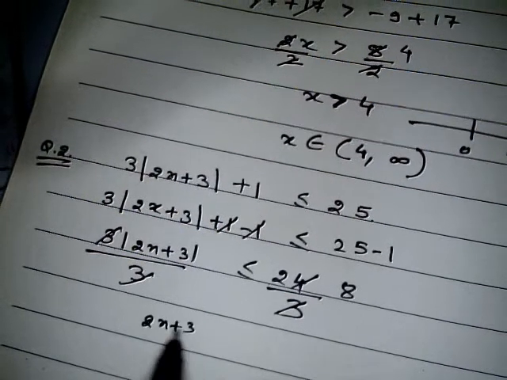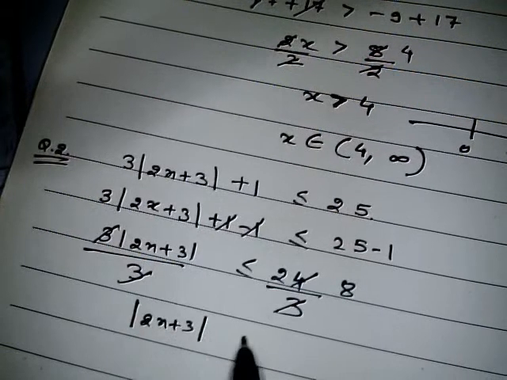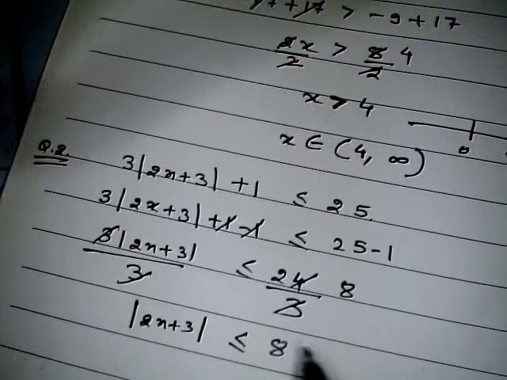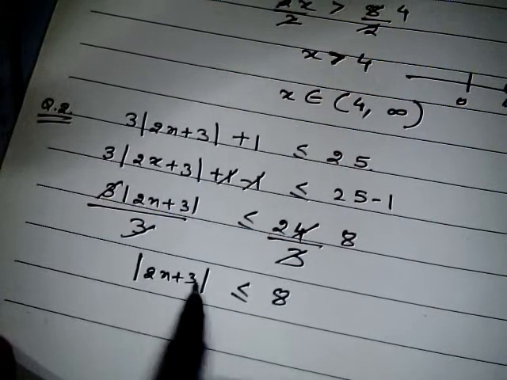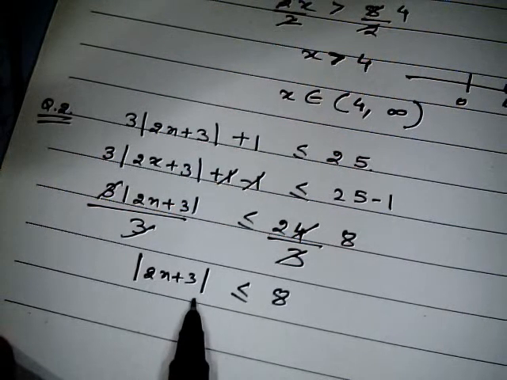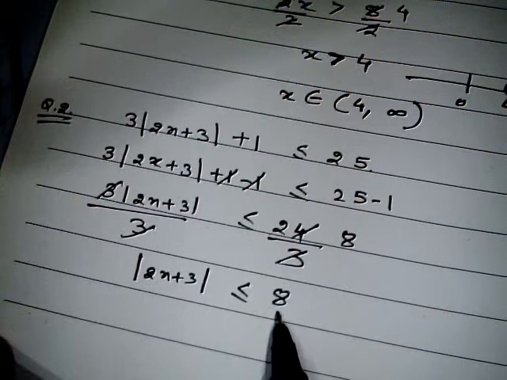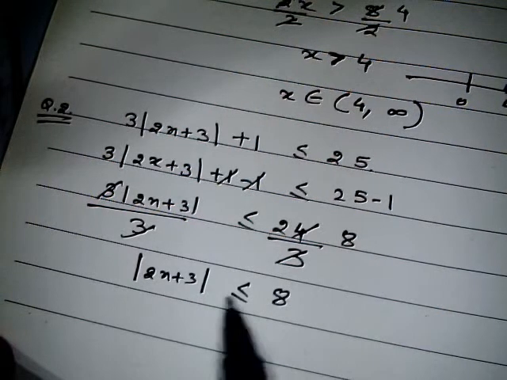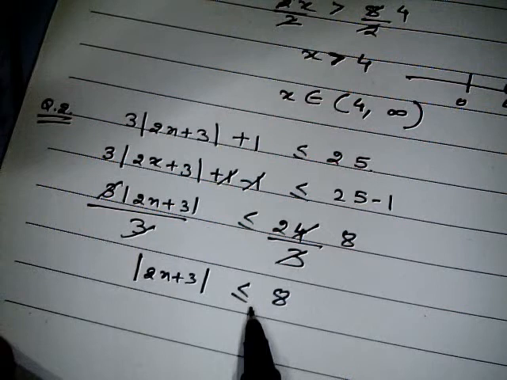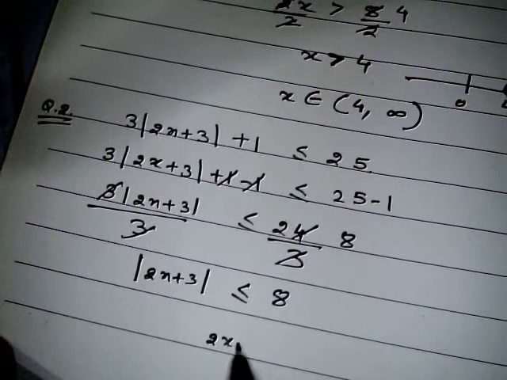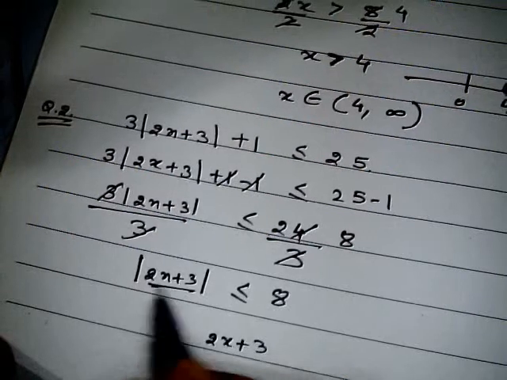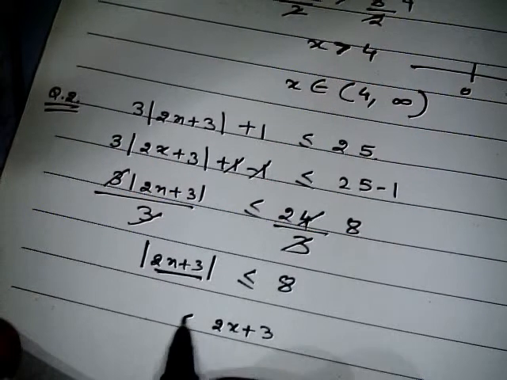Now you can see this side has the term 2x plus 3 inside the absolute value, and this side is 8. Whenever the less than or equal to sign is there and you remove the absolute value sign, the part written inside will lie between negative 8 and 8, correct?